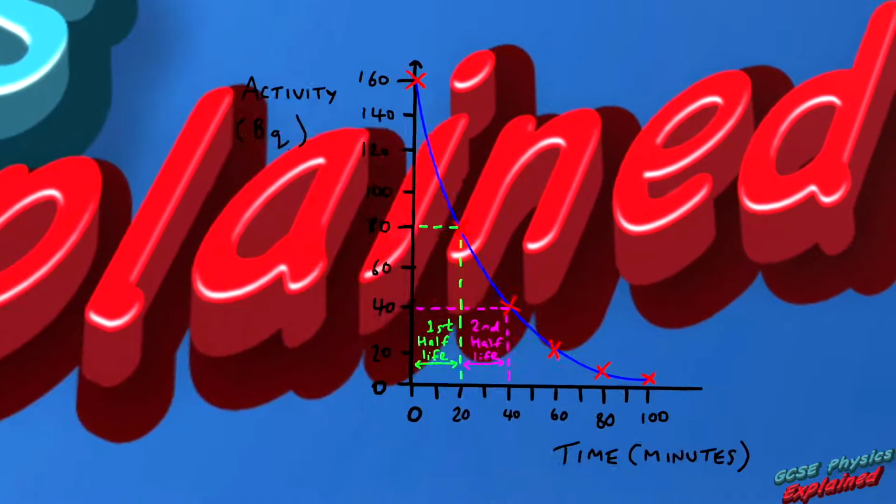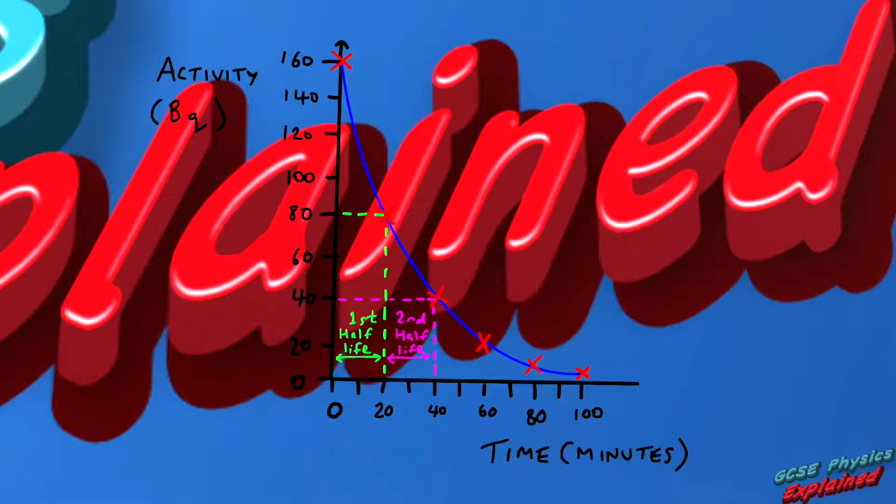Let's take a closer look at the activity graph for the radioactive isotope. We can see at time 0 that the activity is 160 becquerels. The half-life is the time it takes for the activity to half. Half of 160 becquerels is 80 becquerels. We can see from the graph that it takes 20 minutes for the activity to fall to 80 becquerels. It's important to notice that in another 20 minutes, the activity halves again from 80 becquerels to 40 becquerels, proving the half-life for a particular radioactive isotope is always the same length.